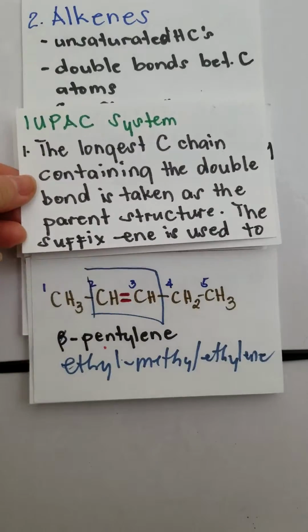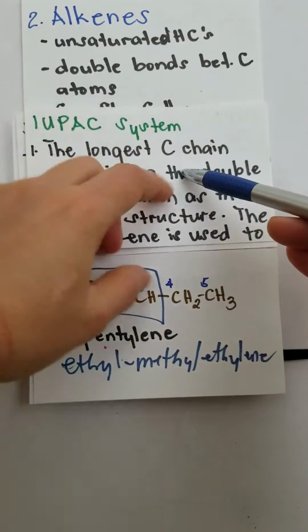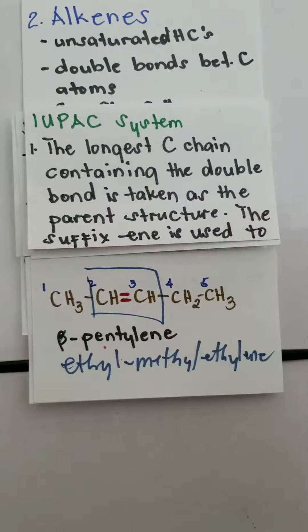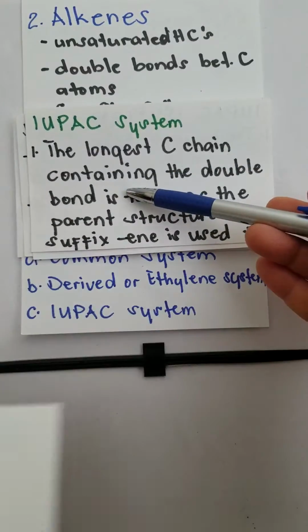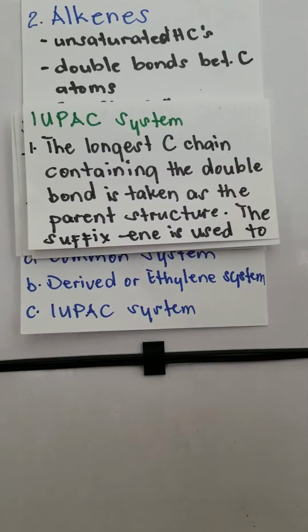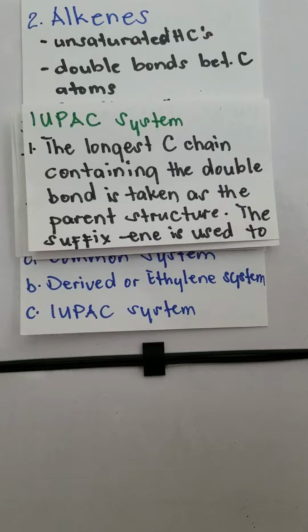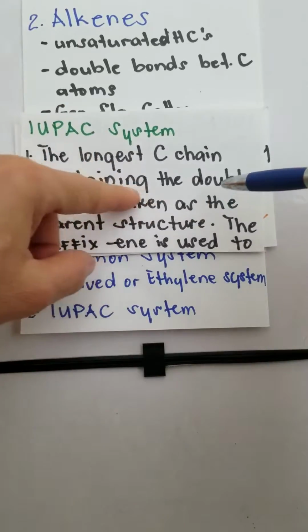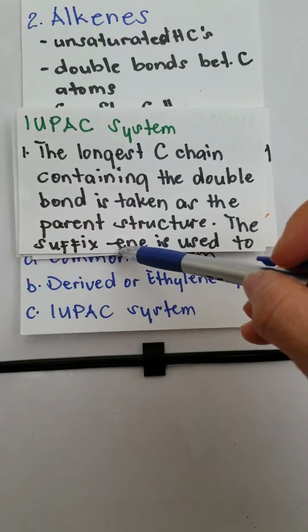Now the third system of nomenclature for the alkene hydrocarbon compounds is the IUPAC system. The first rule for the IUPAC system is that you first look for the longest continuous chain of carbon atoms that contains a double bond, and take that continuous chain as your parent structure. And then for the suffix, instead of our alkane having a suffix of A-N-E, in this case for the alkene we will be using the suffix E-N-E.